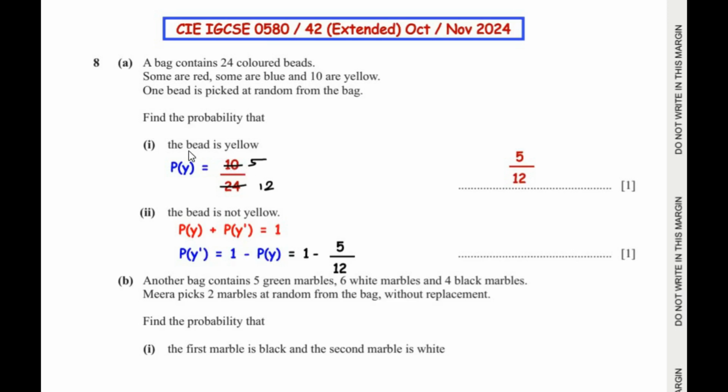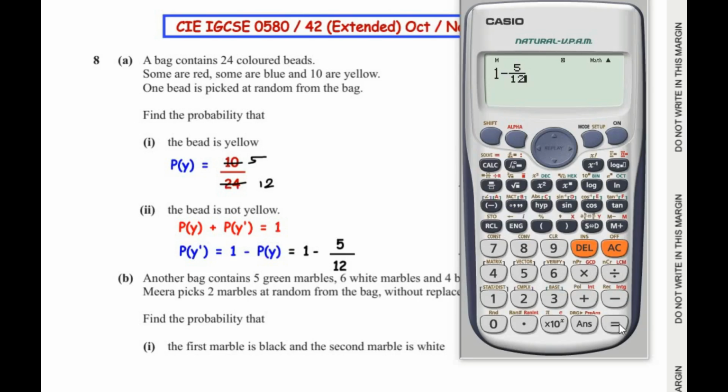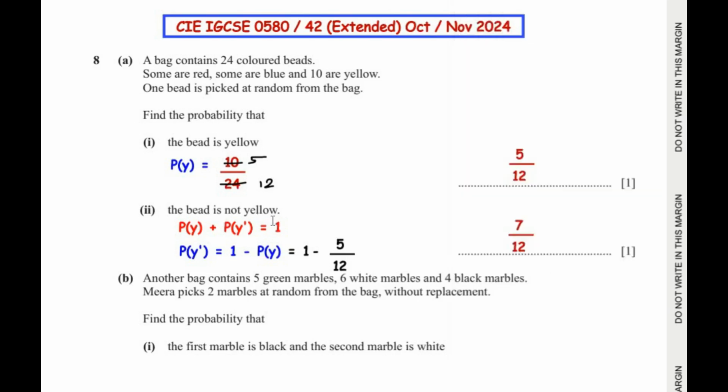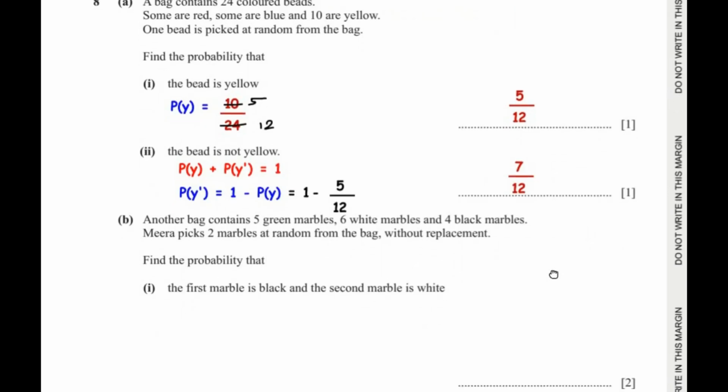And here in the previous part we had got the probability that the bead is yellow as 5 over 12. So we have written 1 minus 5 over 12. So let us see what value this gives us. So this is going to give us the value as 7 over 12. So the probability that the bead is not yellow is 7 over 12. Now moving on to the next question.